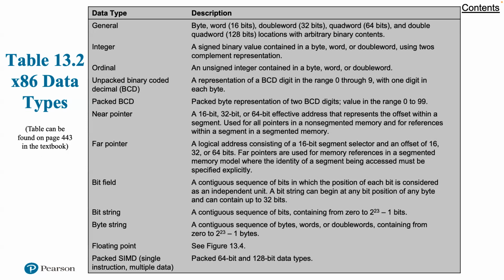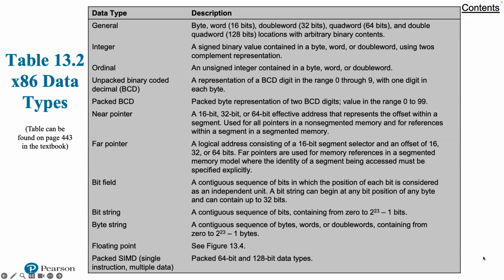As with all of the Intel x86 machines, the x86 uses the little endian style, that is, the least significant byte is stored in the lowest address. You can see Appendix 13A for discussion on endianness. The byte, word, double word, quad word and double quad word are referred to as general data types. In addition, the x86 supports an impressive array of specific data types that are recognized and operated on by particular instructions. Table 13.2 summarizes these types.